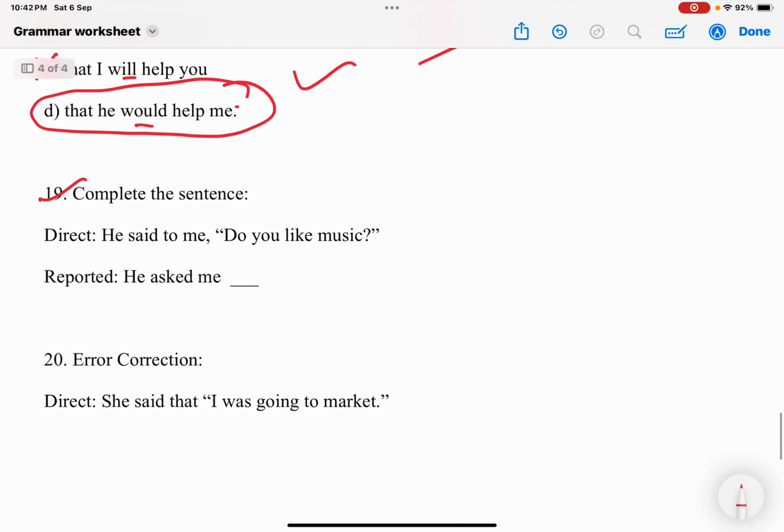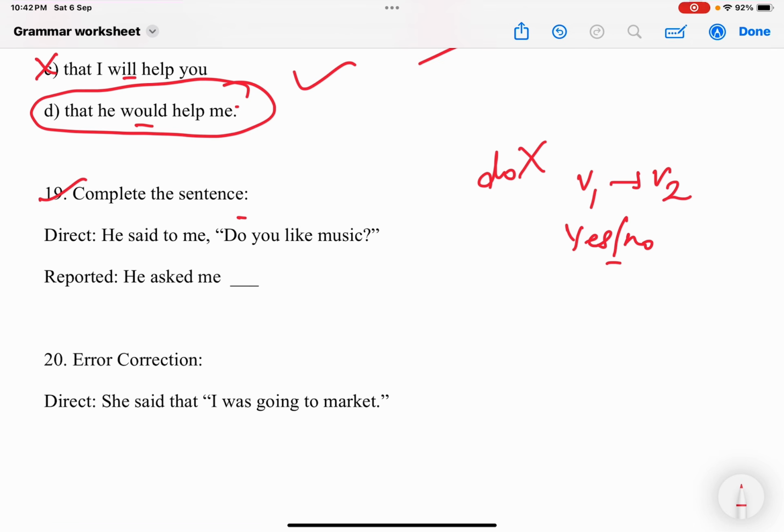Okay. Next question is complete the sentence. Direct. He said to me, do you like music? This one is of do or did. So I told you in the video related to reported speech, if we have do, will be eliminated and first form will change into second form. So he said to me, do you like music? He asked me, and this is a yes no question. Do you like music? The answer will be in yes or no. Yes, I like music, or no, I don't like music.